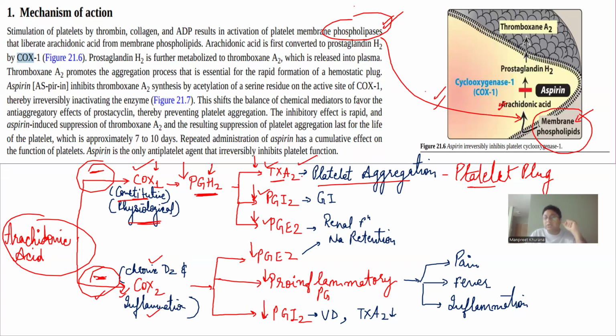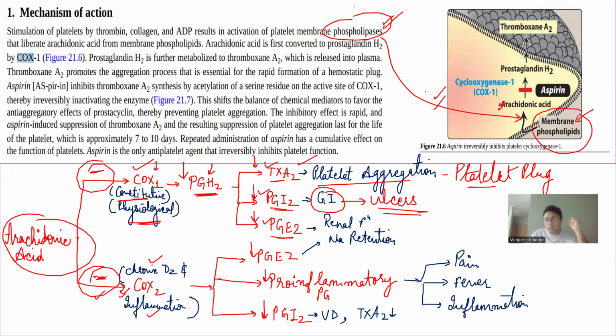Now, let's see what are the various functions which are inhibited by aspirin. The platelet aggregation is inhibited, due to which the platelet plug is not formed and the clot is not formed eventually, right? The prostaglandin I2 has an effect on the gastrointestinal tract. Now, when this is inhibited, it gives rise to GI ulcers.